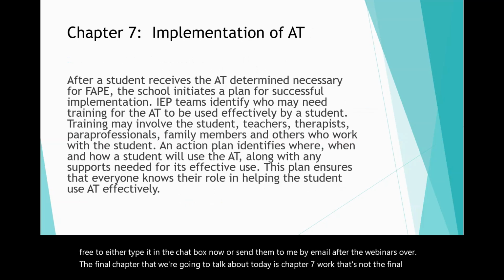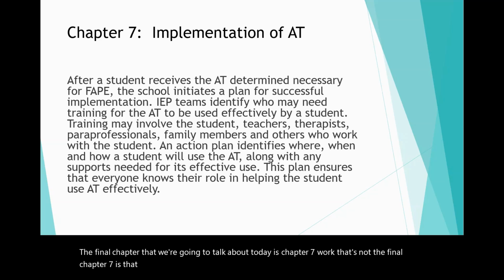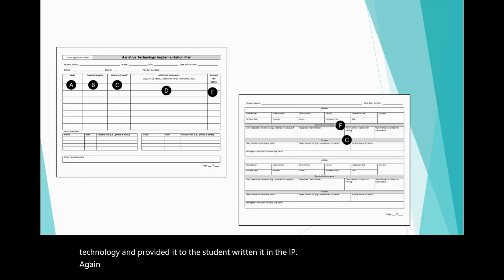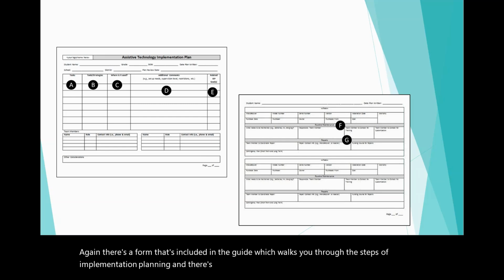Chapter 7 is about implementation. What do we do after we've considered the need for assistive technology and provided it to the student, written it in the IEP? Again, there's a form included in the guide which walks you through the steps of implementation planning, and there's a discussion of each of these steps in the guide itself.